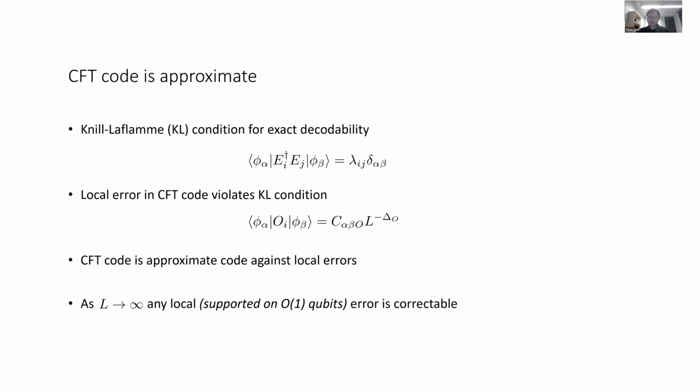Or even if you just take L to be very large, the code is still approximately correctable. It's not like the repetition code, where the state is completely destroyed. Okay, so that is one feature of CFT codes.